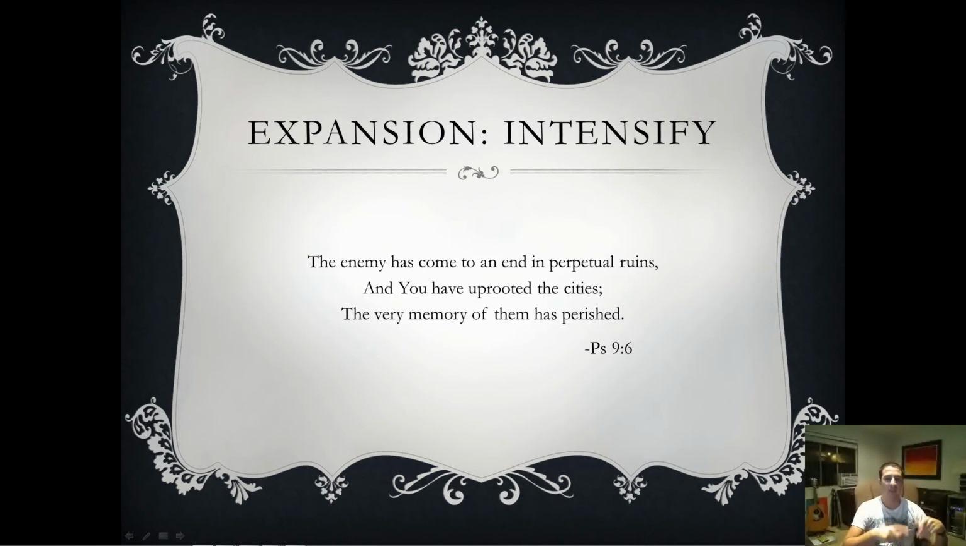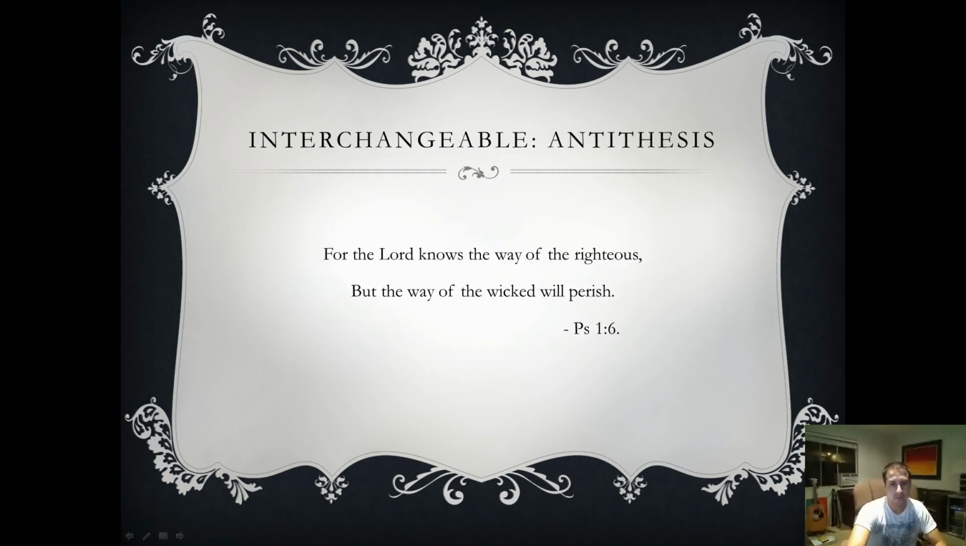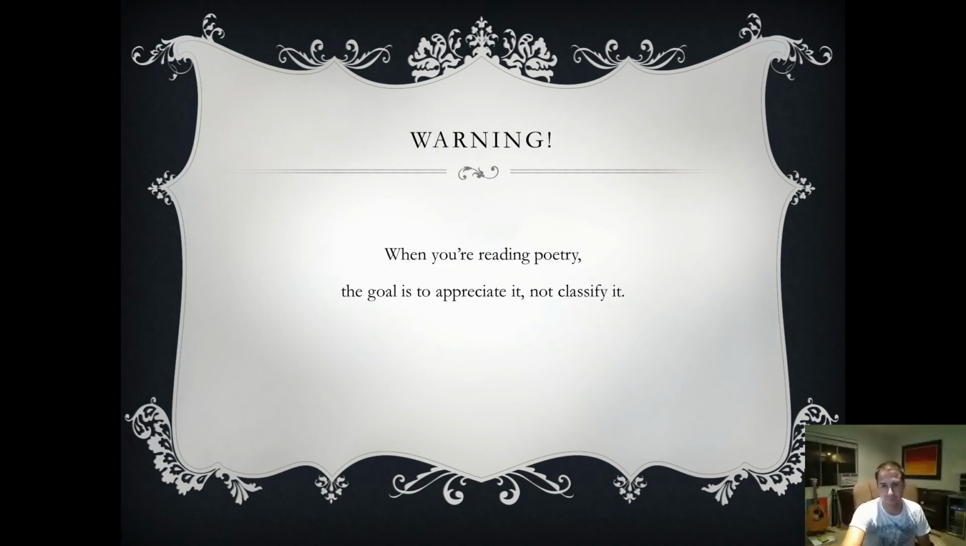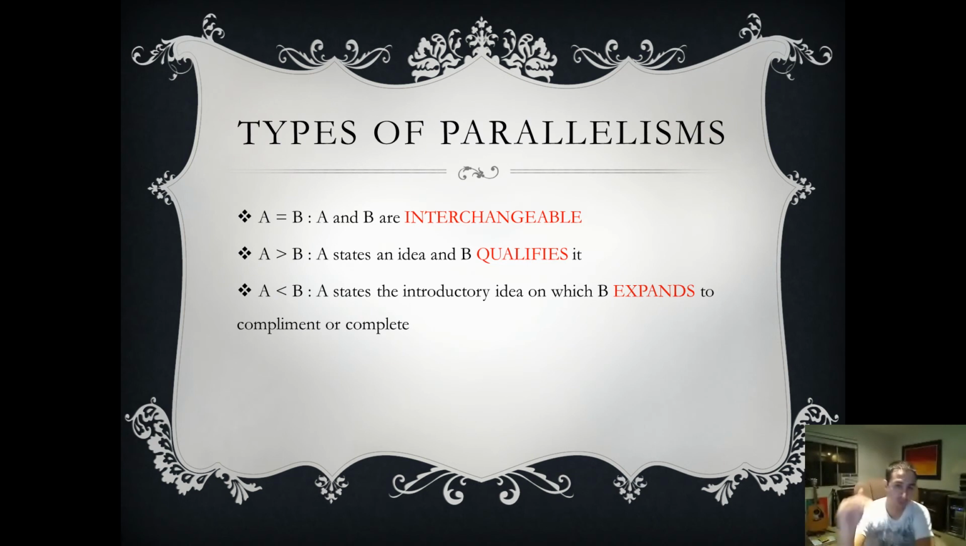categories. So just to recap, you've got these different types of parallelisms. The first are interchangeable. We talked about the echo, the antithesis, and in between those, the contrast. Those lines are interchangeable and refining each other in one of those three ways. Another type, the second category, is qualifying, where the second line gives the purpose, the time, or in some other way qualifies the idea of the first line.